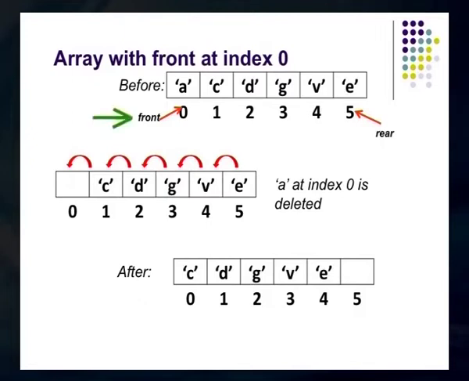This is a very simple but inefficient scheme in which the elements of the array are forced to lie in positions 0 to size minus 1, where size is the number of elements currently in the queue. The front is implicitly index 0 and rear is size minus 1. When we remove an element, we would remove it from position 0, and when we add an element, we would add it at position size and then increment size.